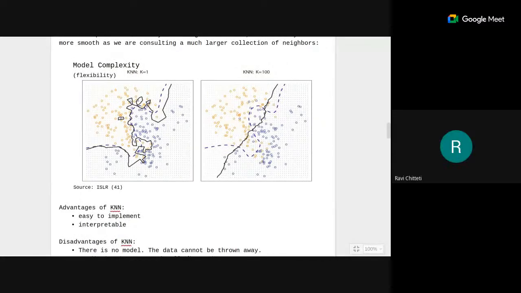Okay, so one quick question. One of the problems said k equal to 1, and the neighbor is considered to be the self, the data point itself. So does it mean that each and every single individual point is nothing but just memorizing the data, isn't it? Yeah, that's a good point.